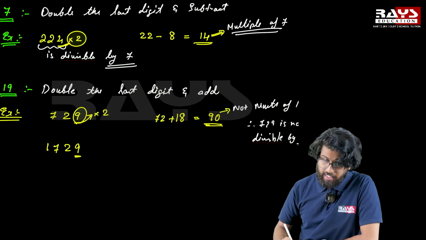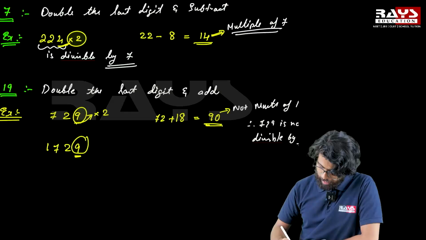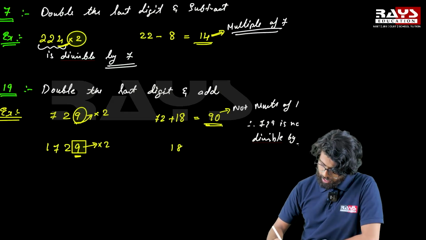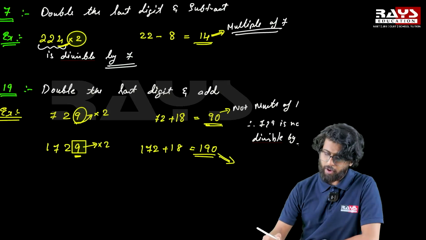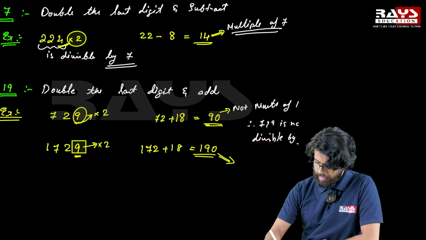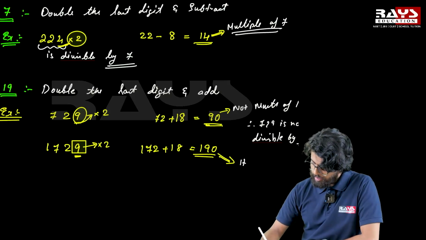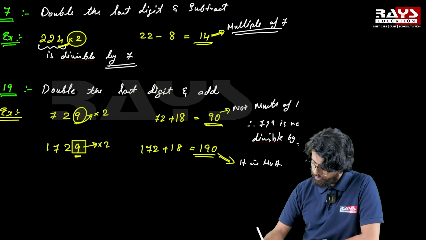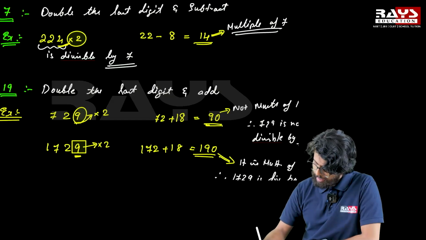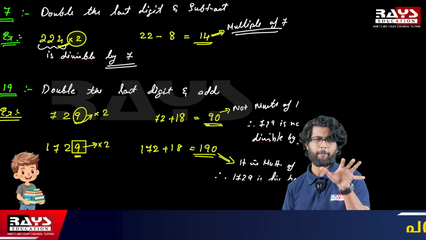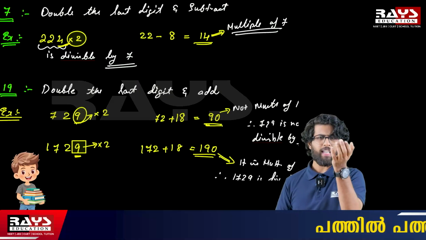1729. Similarly, let's take the last number and just multiply it by 2. So we get 18 here. Add it to the rest, 172 plus 18 gives you 190, and we all know 190 is a multiple of 19, because 19 into 10. So we can say that it is a multiple of 19. Therefore 1729 is divisible by 19 as well. I hope it is very clear, right? Crystal clear. I think we can move to the next.